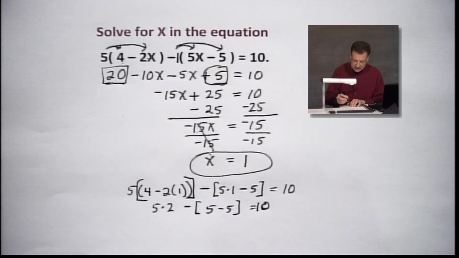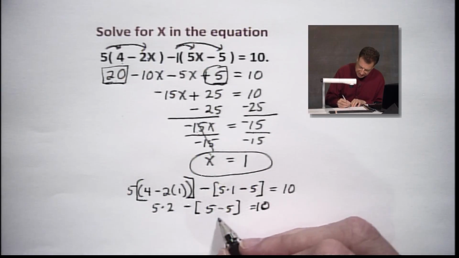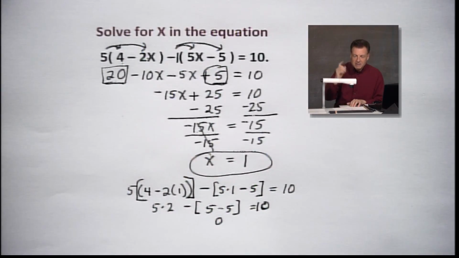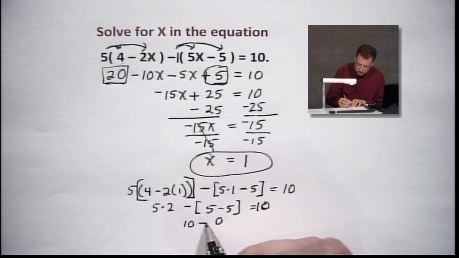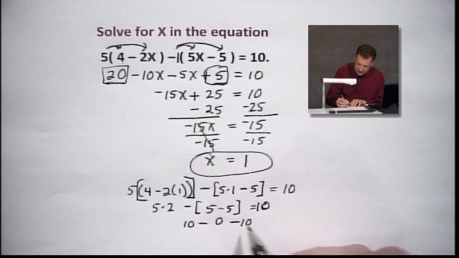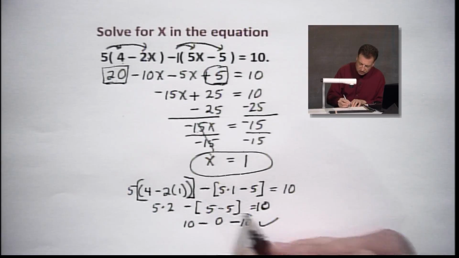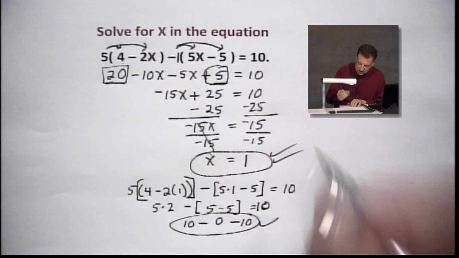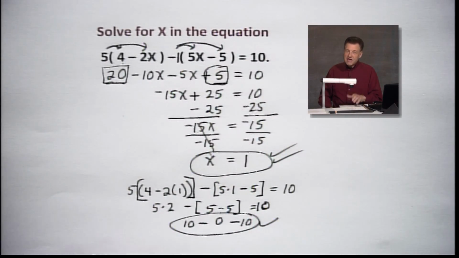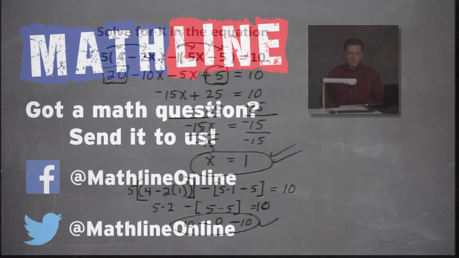Now the beauty of this thing is, notice 5 minus 5, everybody's already going, oh, that's 0. That's nice. This is 5 times 2, everybody's got, oh, that's 10. So the question is, 10 minus 0, do you get 10? Certainly you do. So x equals 1, good answer. And there, my friends, your problem of the day worked out for you.